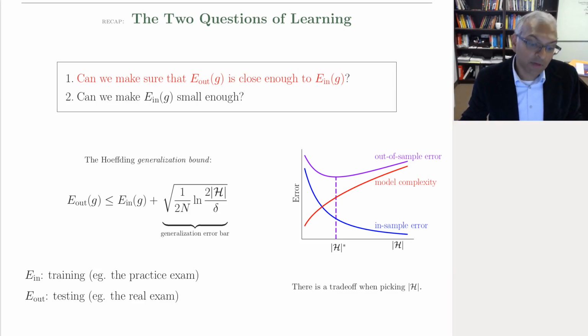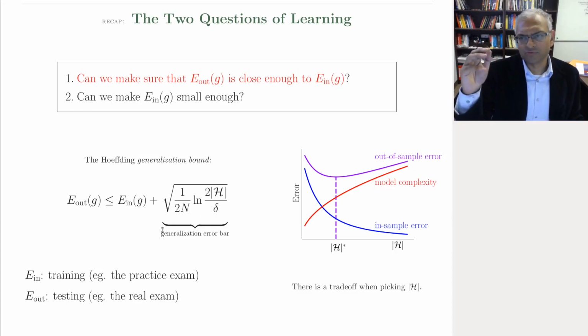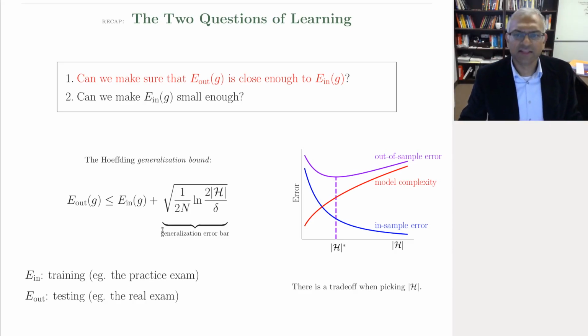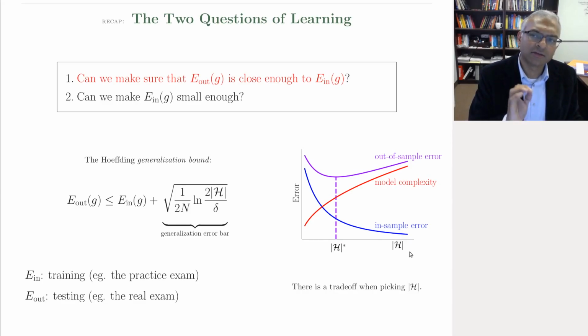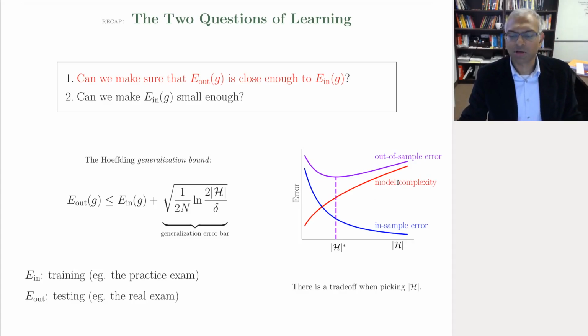Now, to help us with the first step, we have the Hoeffding bound, and we generalized it to the case of a finite hypothesis set. It says that when you choose G, the E out of G is linked to E in of G by the generalization error bar. This error bar depends on the square root of the logarithm of the number of hypotheses divided by the size of the data set. There's a trade-off: as you choose a larger and larger hypothesis set, you get lower and lower in-sample error, but you pay a price for having the flexibility to choose from a larger and larger set. You can think of this price as a model complexity price.